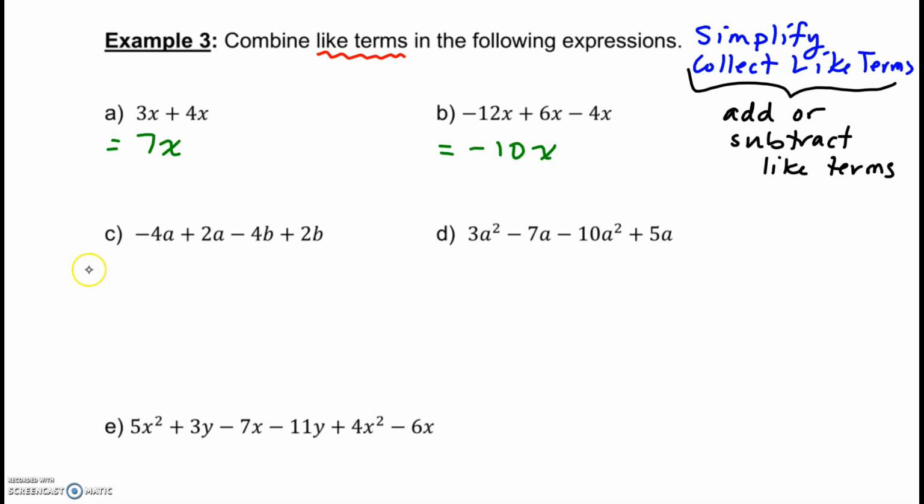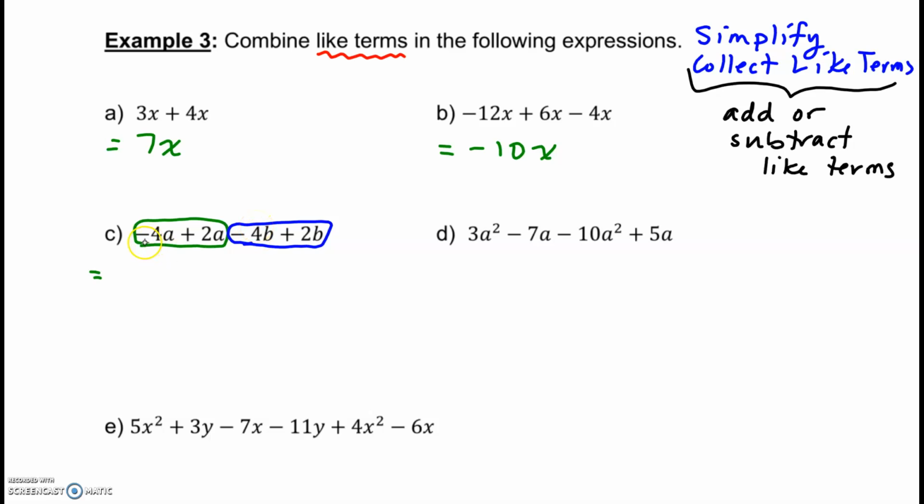Okay, when I come to C, I recognize that I have negative 4a plus 2a minus 4b plus 2b. And I have like terms with my A's and then like terms with my B's. So for these questions, I want you to think of it as you're going to get two different answers. You're going to get an answer for adding your A's, and then you're going to get an answer for adding your B's. Now, I'm not going to do this, 4b plus 2b. I'm going to do that subtract. You're going to think of it as a negative 4b plus 2b.